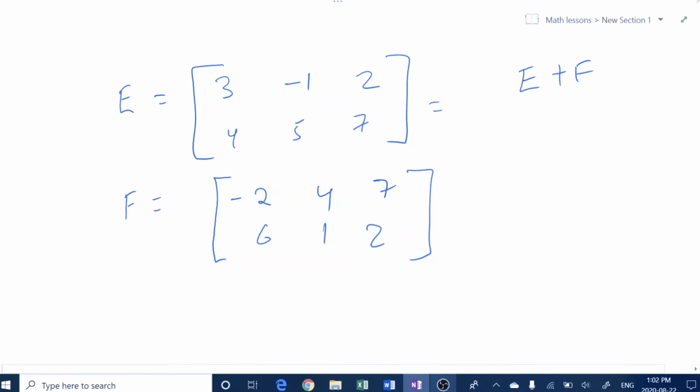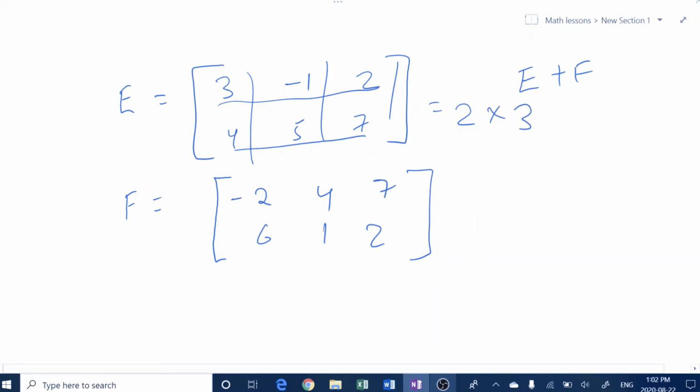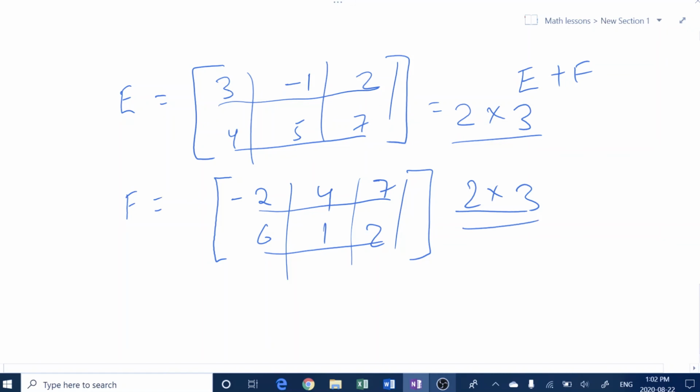What is the order of the first one? It has 2 rows: that's 1 row, and this is the second row. How many columns? 1, 2, 3. So the order of that one is 2 by 3. The second one has 2 rows and also 3 columns, so it is 2 by 3. Because they are the same, I can proceed ahead and add the two matrices together.